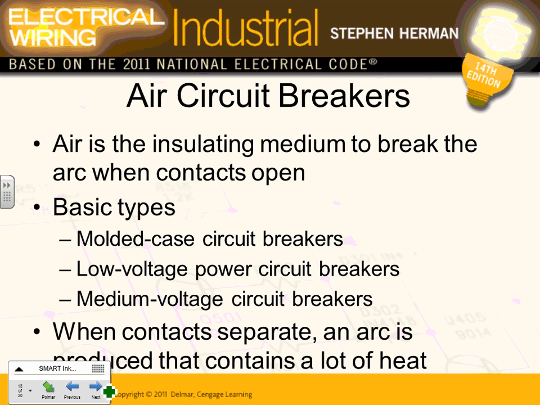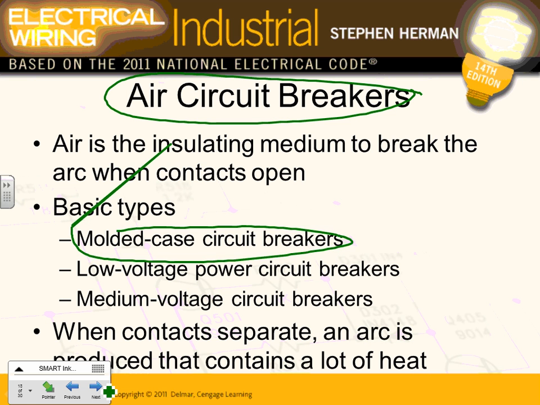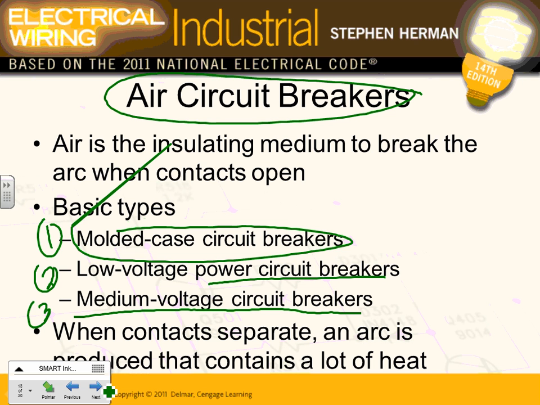When it comes to air circuit breakers, the most common ones, there are three types. Type number 1 is molded case circuit breaker. Type number 2 is low voltage power circuit breakers. And type number 3 is medium voltage circuit breakers. So molded case, you're looking at it, Jeff, right there in that panel. That's called a molded case circuit breaker. They mold all the contacts together, a nice black looking thing.